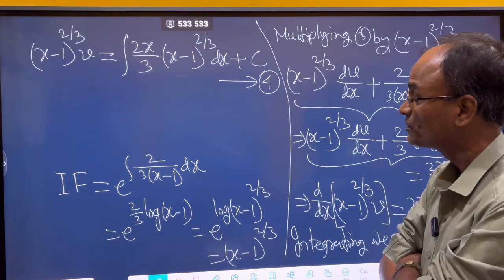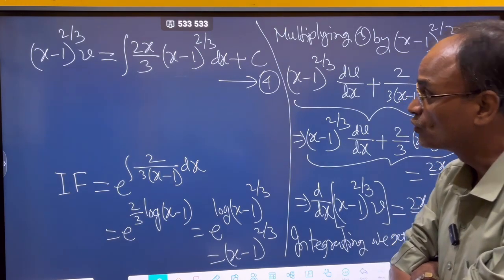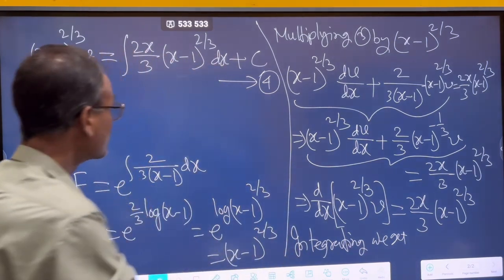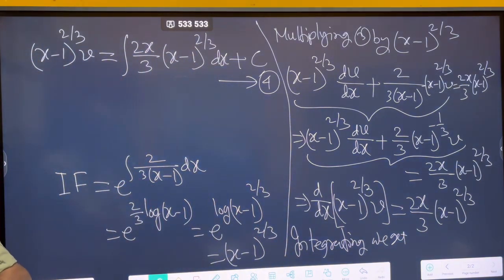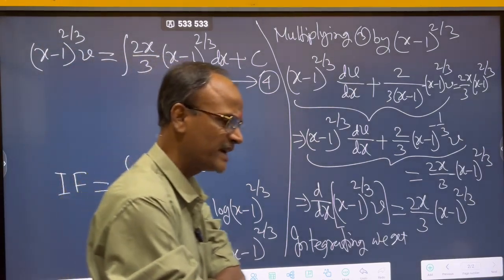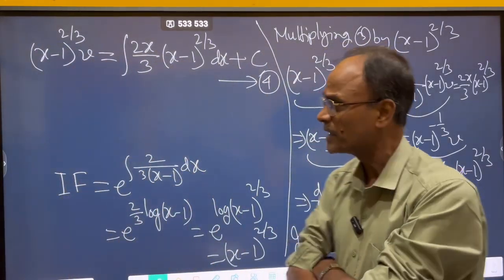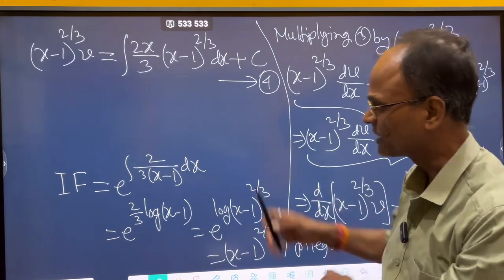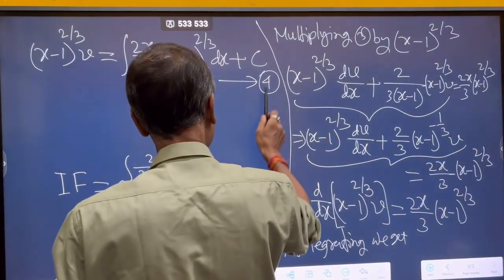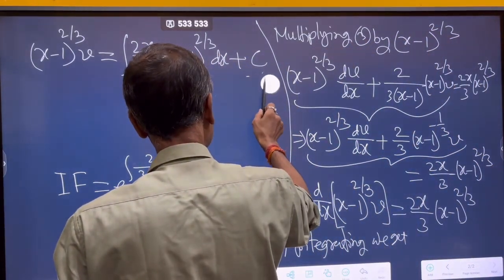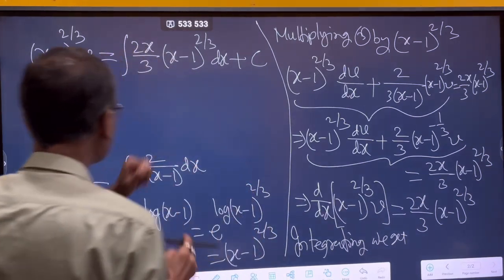What will be the integration of (x - 1)^(2/3) times x? You may integrate this by the method of integration by parts.